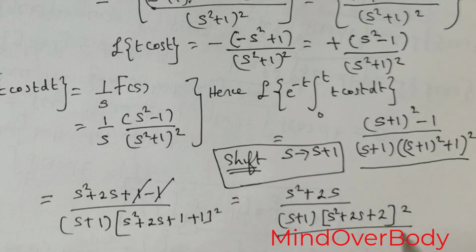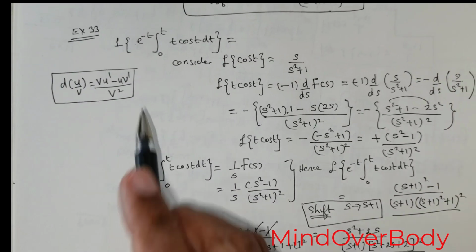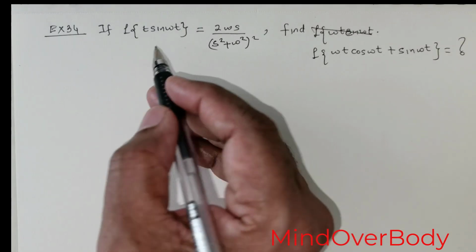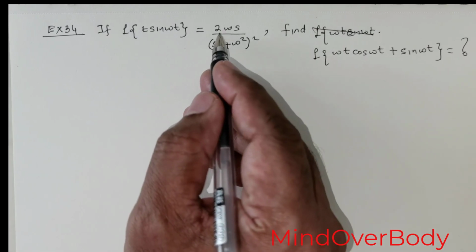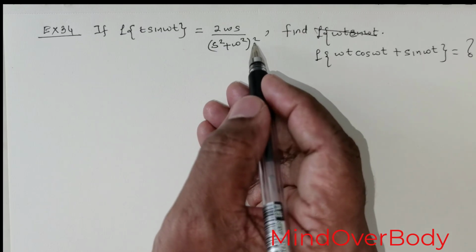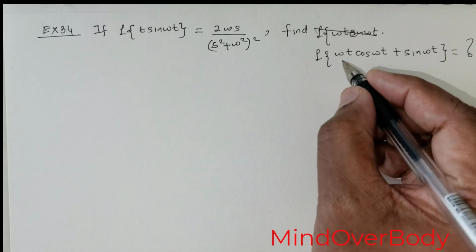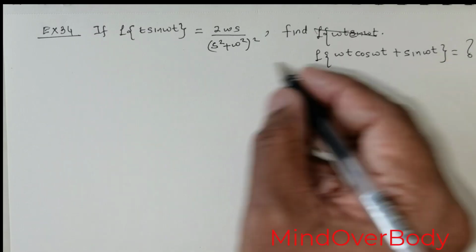So this is the solution for this question, students. So we move on to the next one. Students, we are given an application question. Laplace transform of t times sine omega t is given to be 2 omega s divided by (s squared plus omega squared) raised to the power of 2. We are expected to find the Laplace transform of omega t cos omega t plus sine omega t.